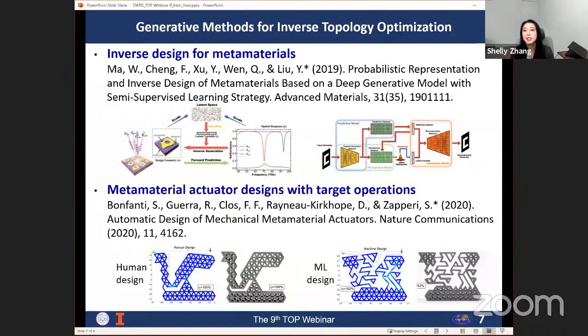And the second category that we have is to use the generative methods for the inverse topology optimization to design metamaterials. The first work uses the deep generative models with the semi-supervised learning strategy to design photonic metamaterials. The second work here uses a reinforced Monte Carlo method with the CNN as surrogate model to design the mechanical metamaterials with target properties.